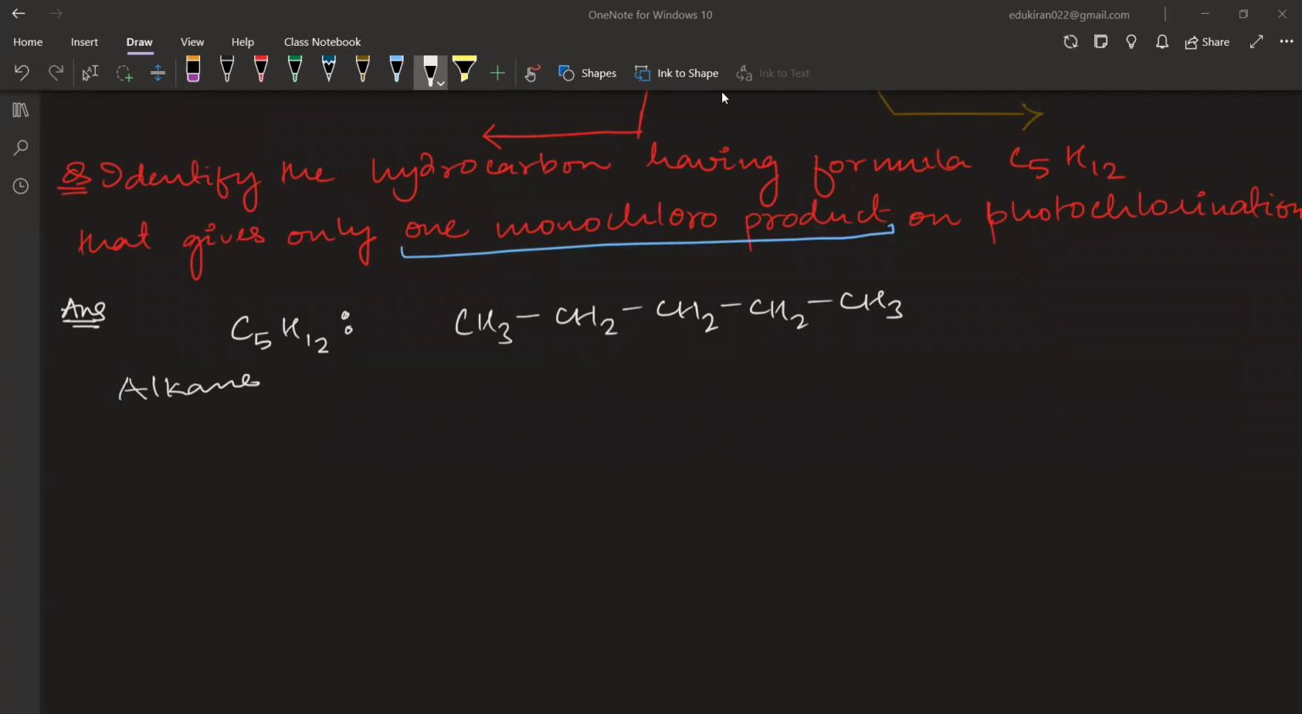This can be a structure of C5H12. Yes or no? Very good. Now if you want to draw an isomer, what will you do?